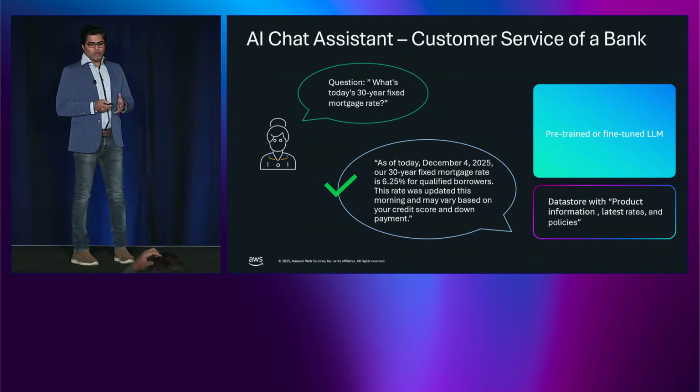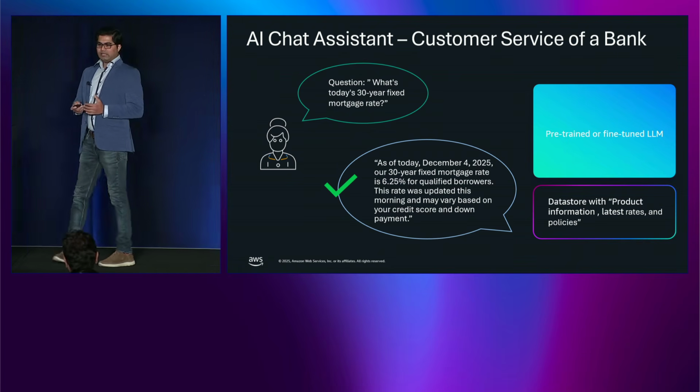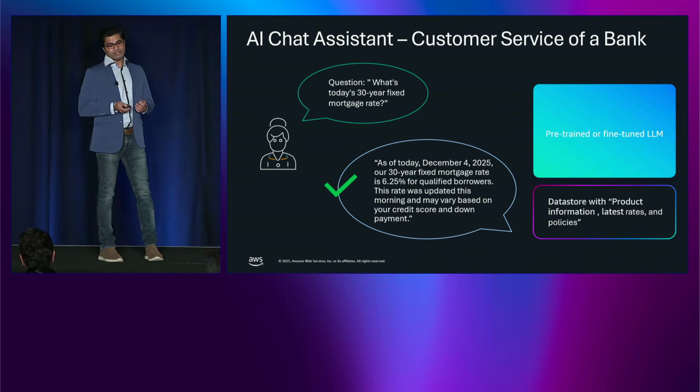Now, augmenting the AI model with additional information is called Retrieval Augmented Generation. Now let's understand what its benefits are.